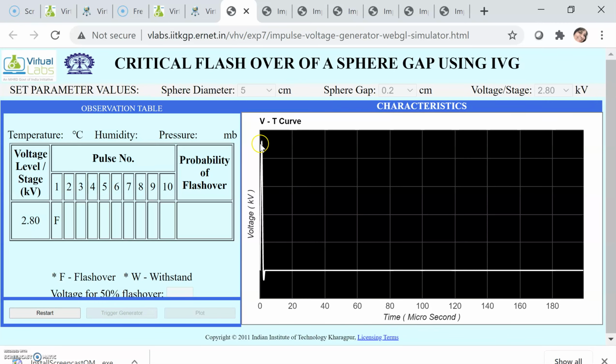Immediately the voltage will drop to 0, because the air has not withstood that voltage. Breakdown of air has occurred, so there is no insulating material between the gap. It is a short circuit. Now you got 2.8 kilovolt when the diameter was 5 centimeter and the sphere gap was 0.2 centimeter. So you can say you could not observe an effect by increasing the diameter.